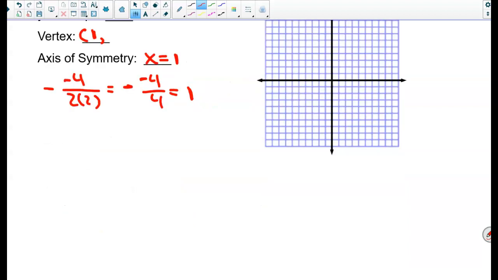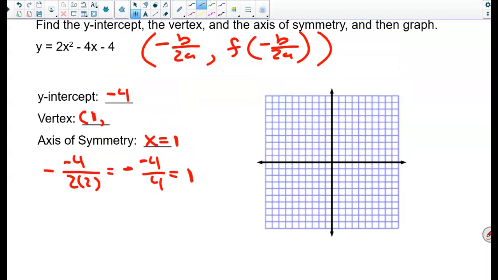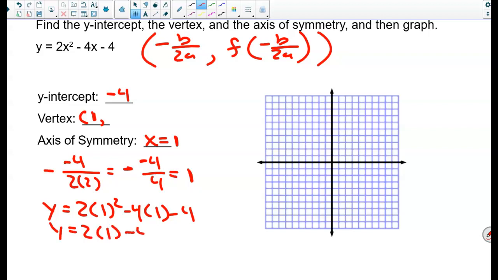Now, we plug 1 in for x. So y equals 2 times 1 squared minus 4 times 1 minus 4. Y equals 2 times 1 squared is 1. Now I do my multiplication, which is 2 minus 4 minus 4, which equals negative 6. So my y coordinate of my vertex is negative 6. Vertex 1, negative 6, 1, negative 6 down here.